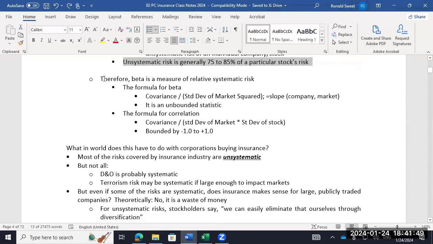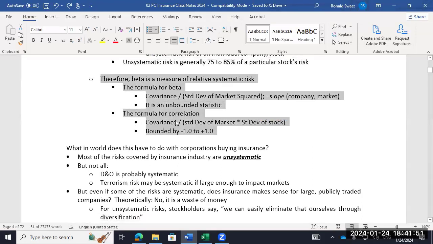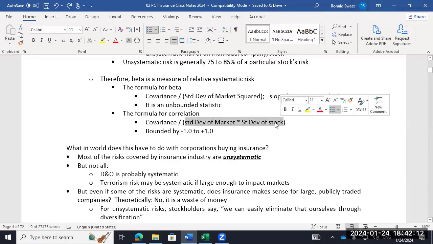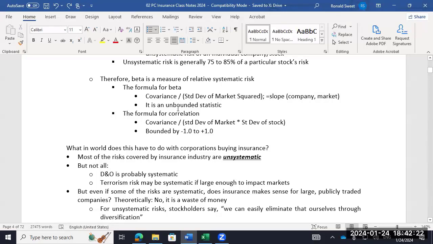I'm not going to go into the formulas, but the formula for beta is a pretty simple formula. It's very similar to correlation. For beta, it's covariance divided by the standard deviation of the market squared. For correlation, it's covariance divided by the standard deviation of the market times the standard deviation of the stock. So you notice with correlation, you have both the stock and the market, but for beta, you only have the market because it's systematic risk. It's also the slope function in Excel. We don't need that for this class, but just to remind you.